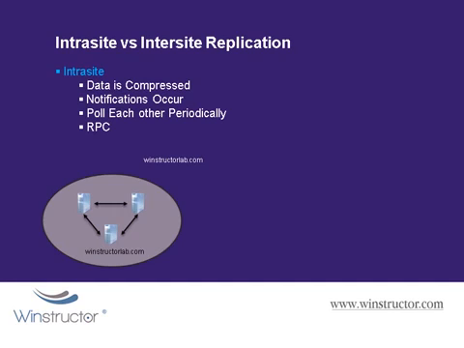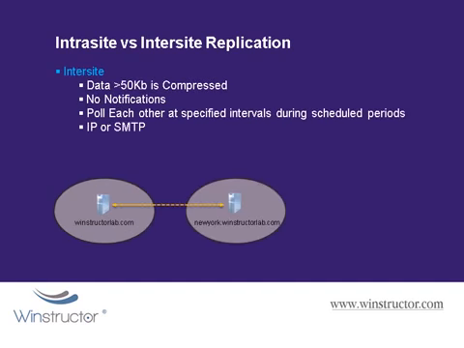Now, when we're dealing with intrasite replication, replication only occurs when a change is notified to its replication partner. The replication partner then pulls the change and merges it into its own database. So if a change is made on domain controller number 1, server number 1 will tell the other domain controllers that it has a change, and then domain controllers 2 and 3 will pull the update from server 1. Now this replication occurs every 5 minutes using a remote procedure call.